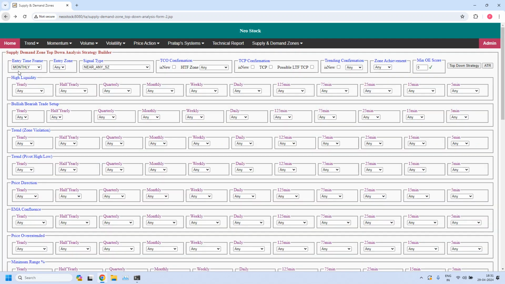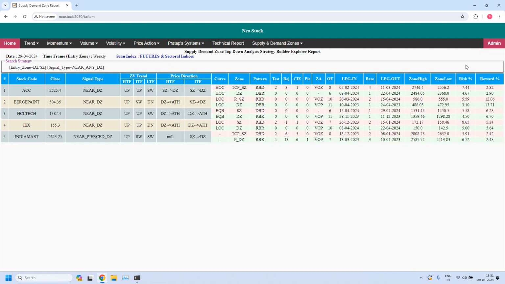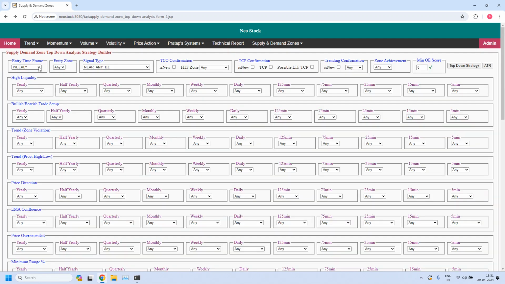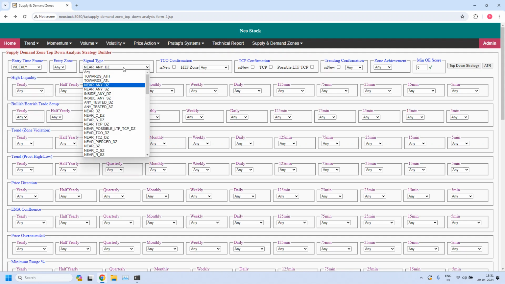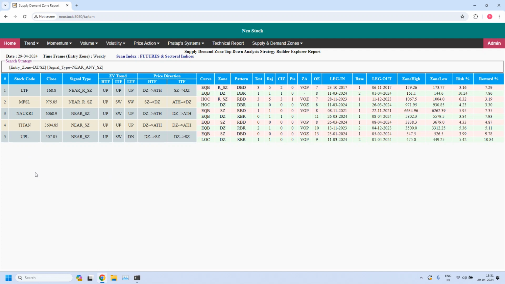Let me go back. Changing the time frame to weekly, let us find the stocks near weekly demand zone. So these are the 5 stocks filtered near to the weekly demand zone. So let me go back. For weekly time frame, let us find the stocks near weekly supply zone. These 5 stocks are filtered near to the weekly supply zone.